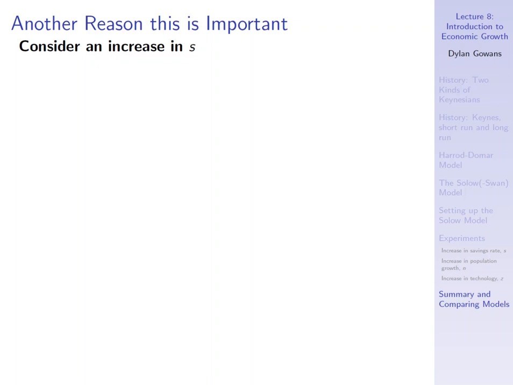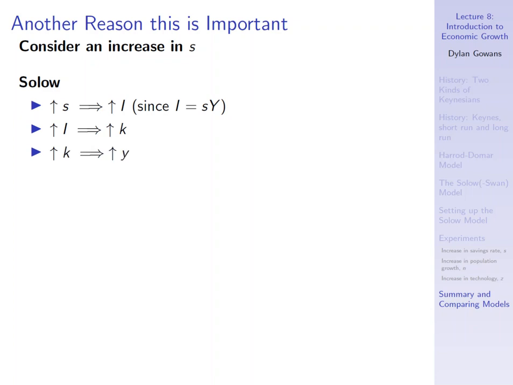Consider an increase in little s, in the savings rate. In the Solow model, what happens? Little s goes up, investment goes up, right? Because savings causes investment. And then, because investment goes up, little k goes up. We saw this already in one of our experiments. And therefore, because little k goes up, little y goes up. So, what does this mean? It means that when I increase the rate of savings, it leads to higher output per person.